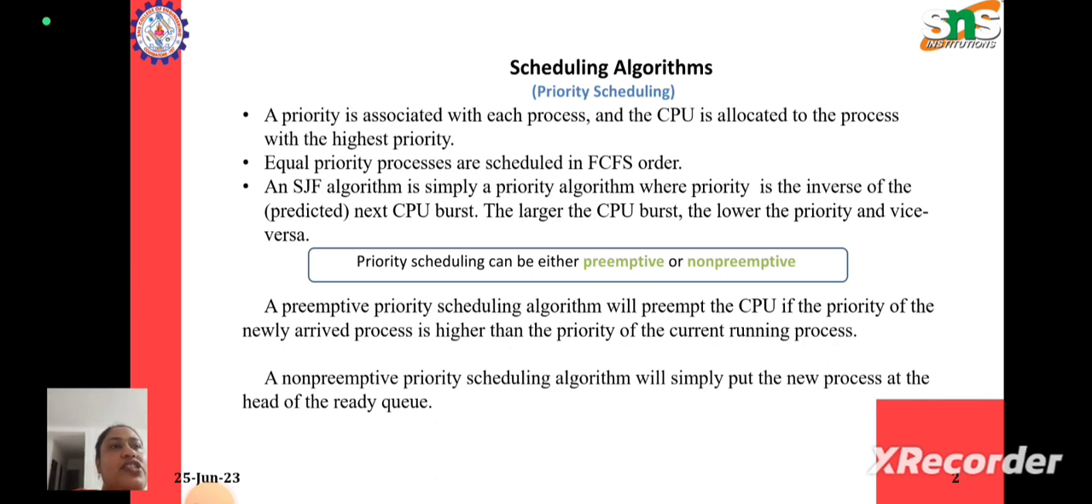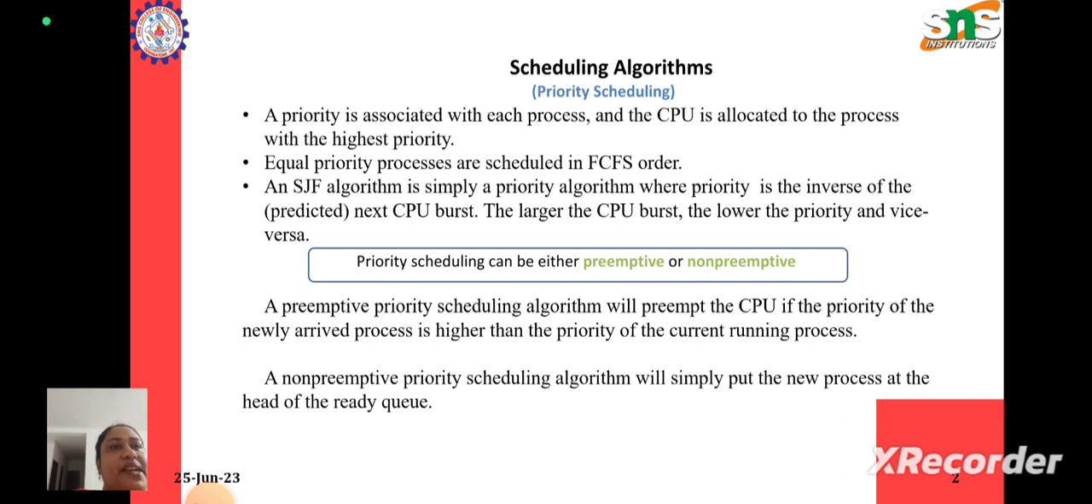Priority scheduling can either be preemptive or non-preemptive. We have talked a lot about preemptive and non-preemptive scheduling, and we know what they mean. So let's see what happens when it is preemptive and when it is non-preemptive.